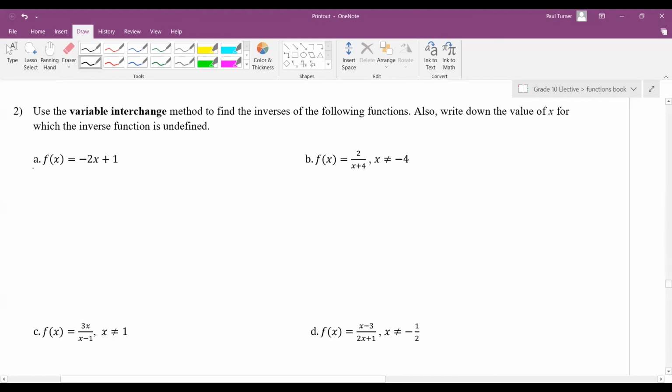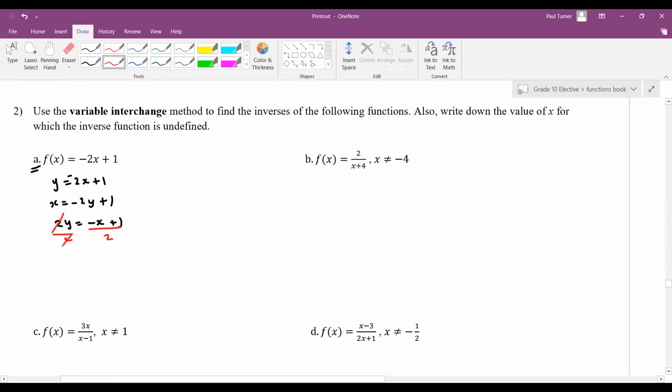For question A, as I mentioned, we will let this equal y. You don't want to have f(x) here when you've started moving things around. So write that as y equals minus 2x plus 1. Swap your x and y. x equals minus 2y plus 1. And we rearrange now. So you have 2y equals minus x plus 1. And then we divide by 2. Simple as that.